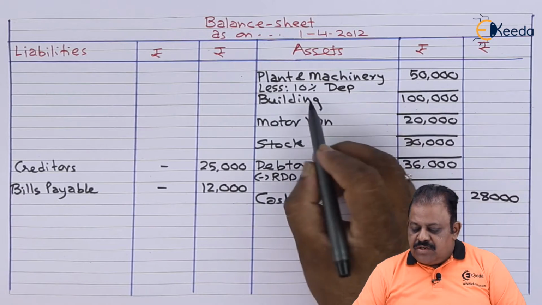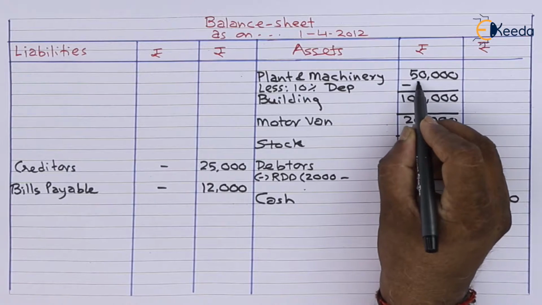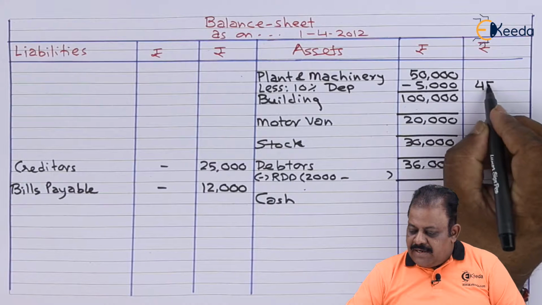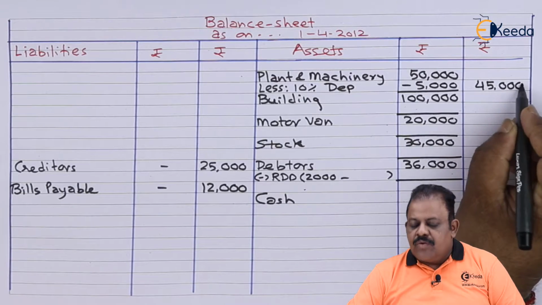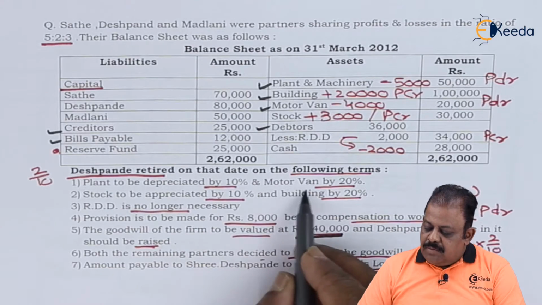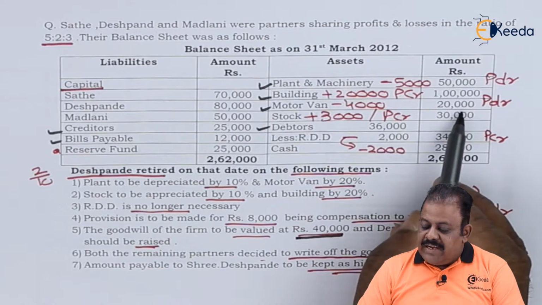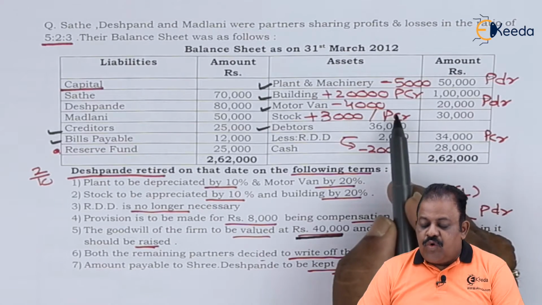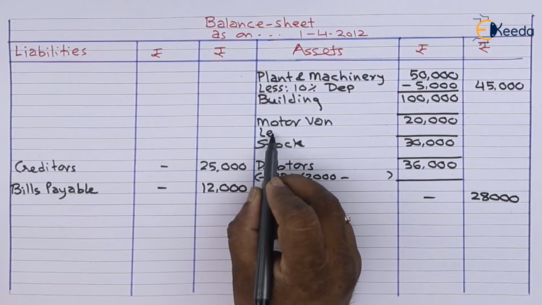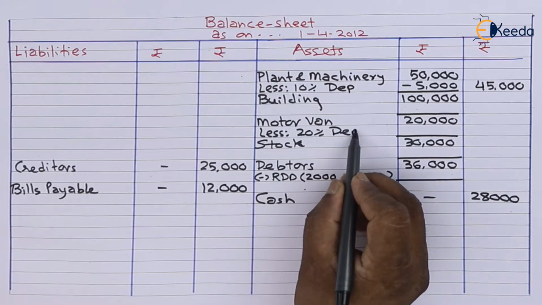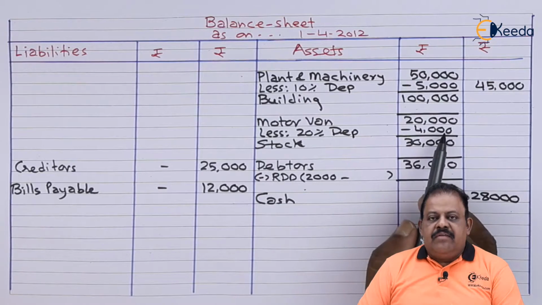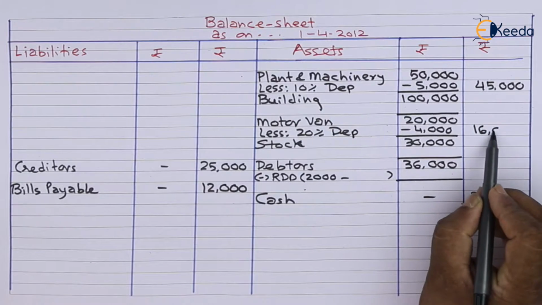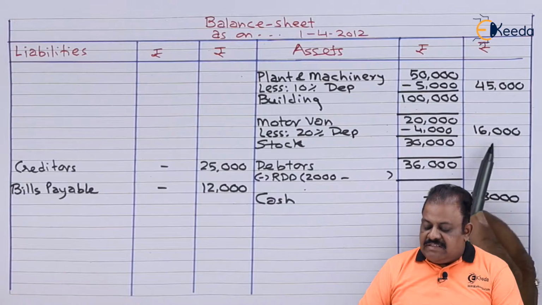Plant and machinery 50,000, 10% depreciation, that is 5,000. So new value of plant and machinery 45,000. Depreciation on motor van 20%. Motor van is 20,000, so we have to reduce 20% of 20,000, that is 4,000, from motor van. Motor van 20,000 less 20% depreciation, that is 4,000. So revised value is 16,000.